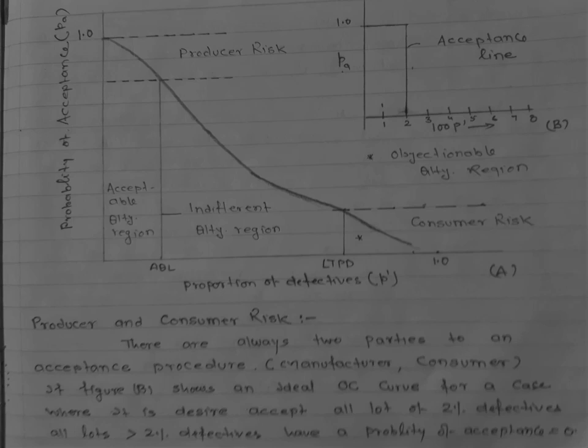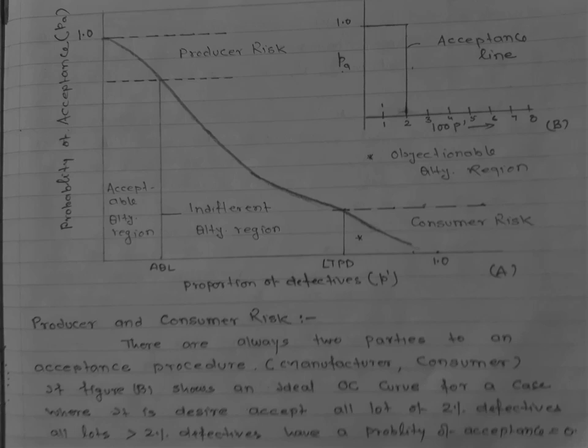There are always two parties to an acceptance procedure. One is the manufacturer and the second one is the consumer. Manufacturer means a company who produces the product. A consumer is an agency who utilizes that product. So figure B shows an ideal operating characteristics curve for a case where it is desired to accept all lots of 2% defective.